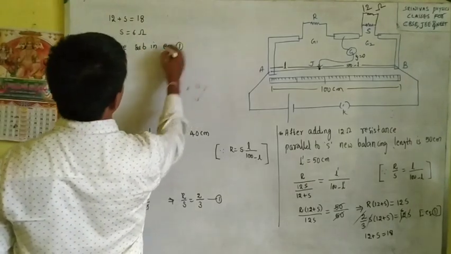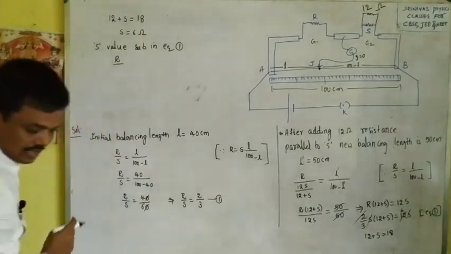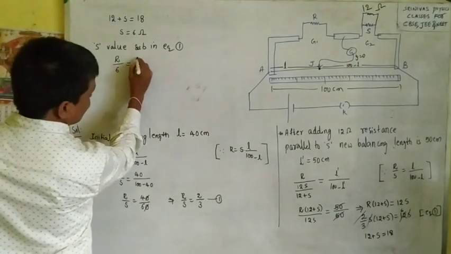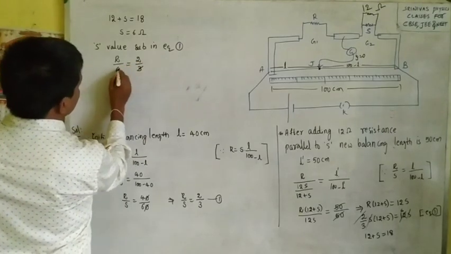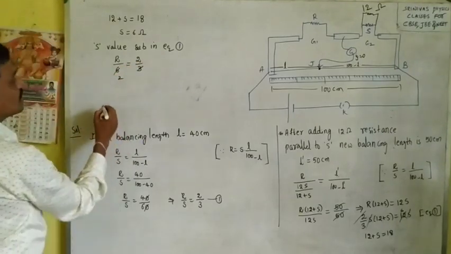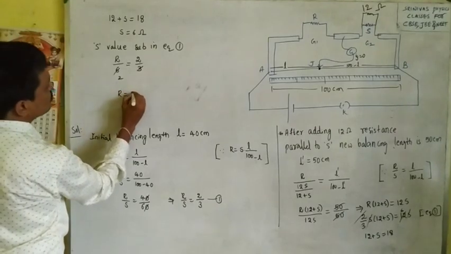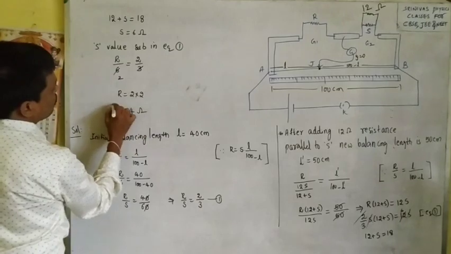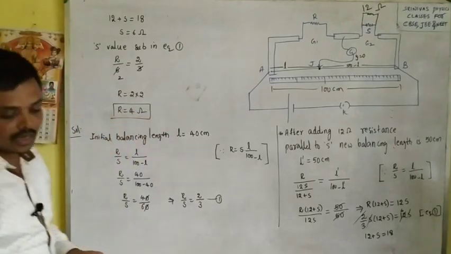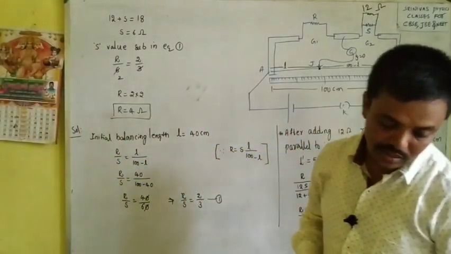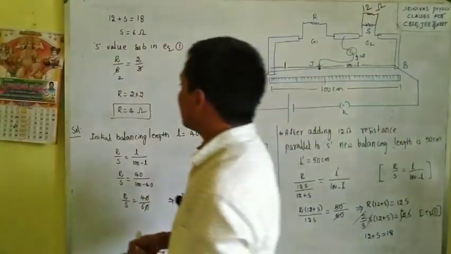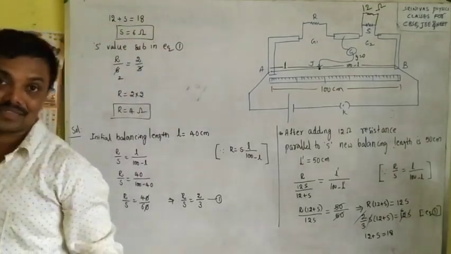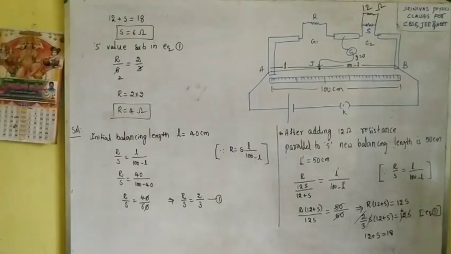Then R by S, what is the S value here? S value is 6, so we will get 2 by 3, R is 2 into 2, finally we got R as 4 ohm. Like this we have to find out the R value and S value. R value is 4 ohm and S value is 6 ohm. Okay, this is our solution, right? It was very simple.